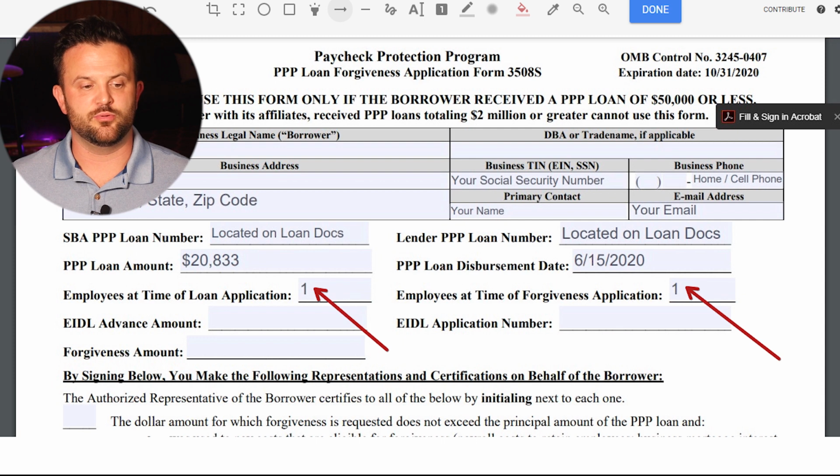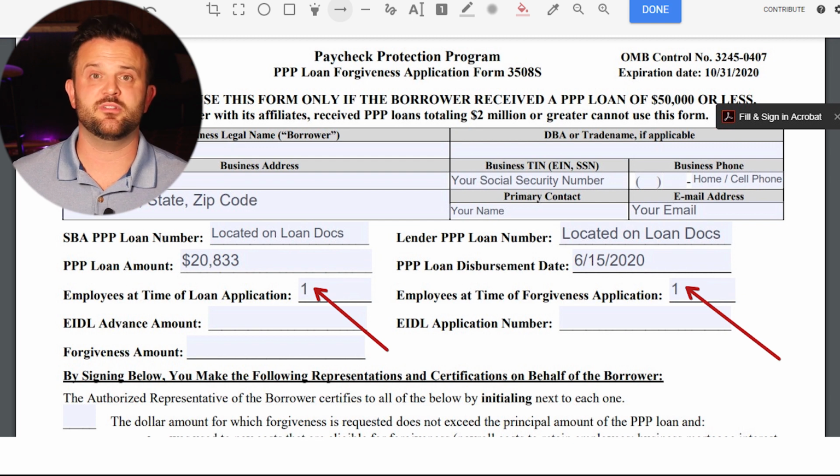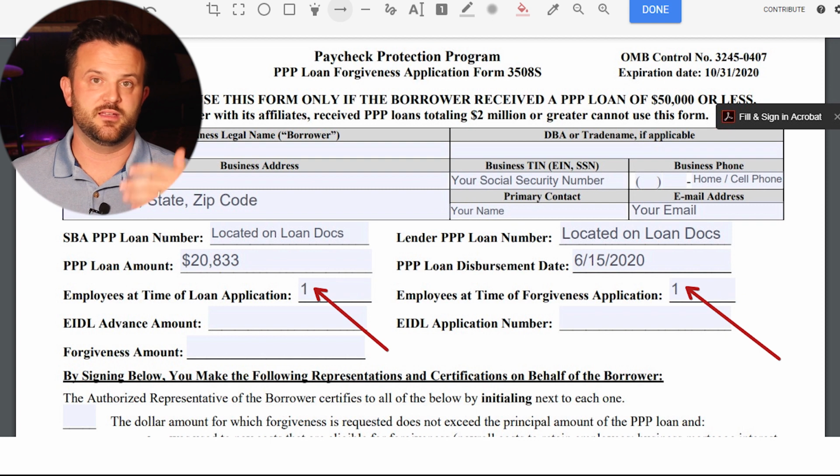Right here for employees at time of loan application and then employees at time of forgiveness application, just go ahead and fill in one for both. Being a self-employed sole proprietor, you're going to be considered your one employee.